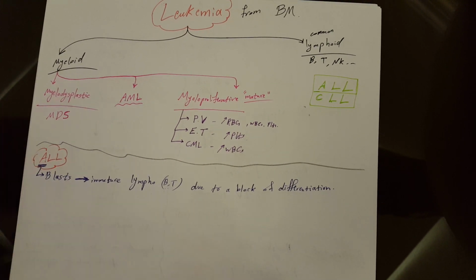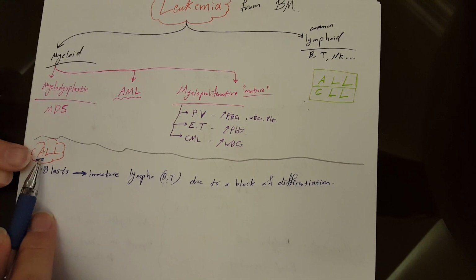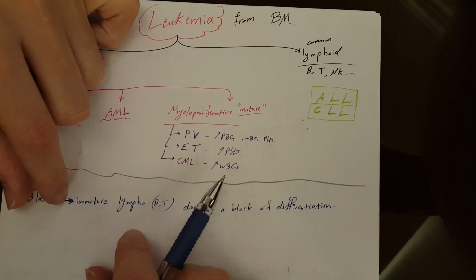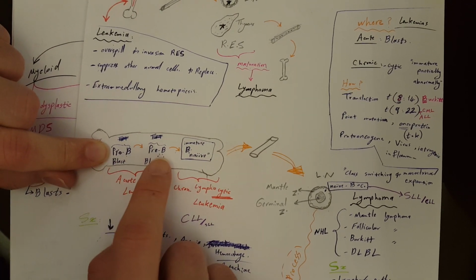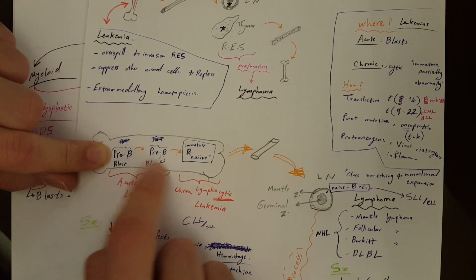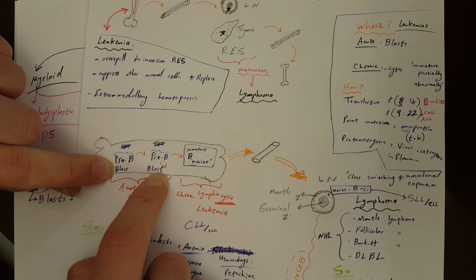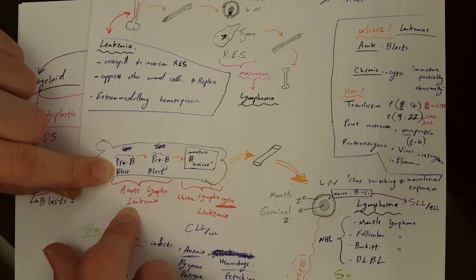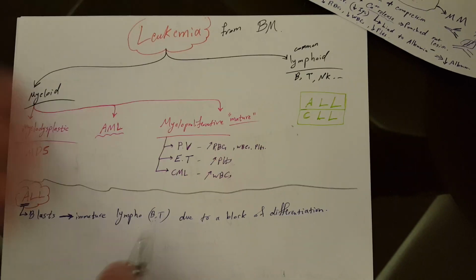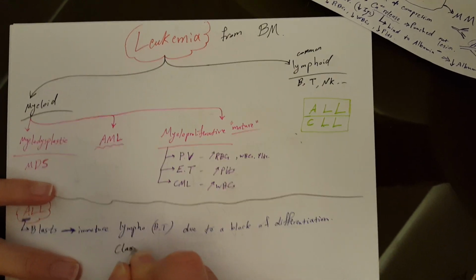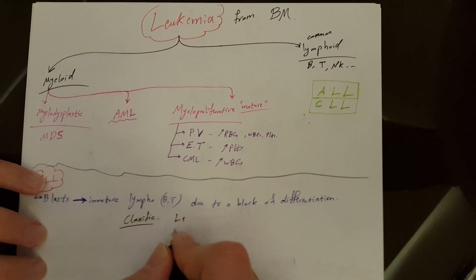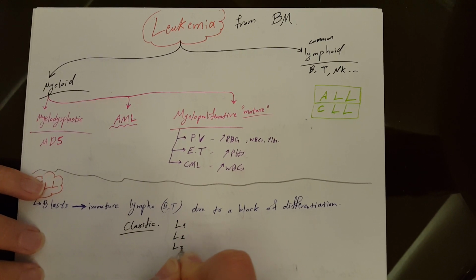This is probably not in your lecture, but I'll just help you with it. There's a classification for ALL according to how mature it is, or which phase of the B cells, for example, or the T cells. Remember here we said there's a pro-B and then there's a pre-B, okay? And these are both blasts, and they're both ALL, okay? So the classification goes like this. You have L1, L for lymphocytic leukemia, L1, L2, L3, okay?